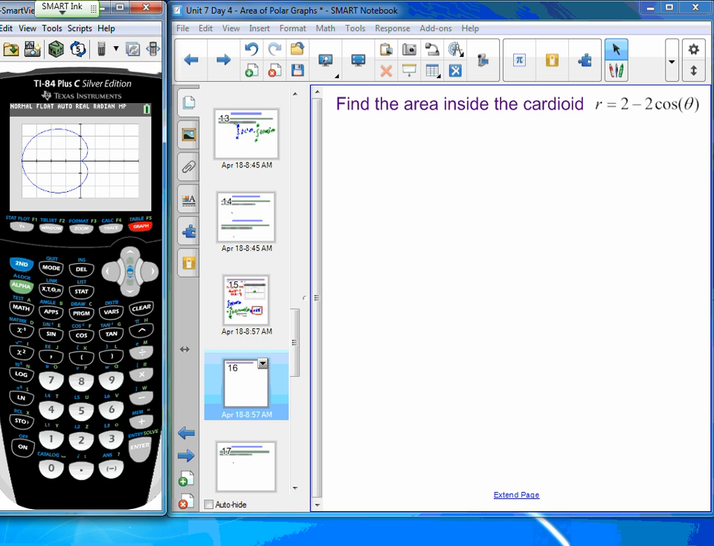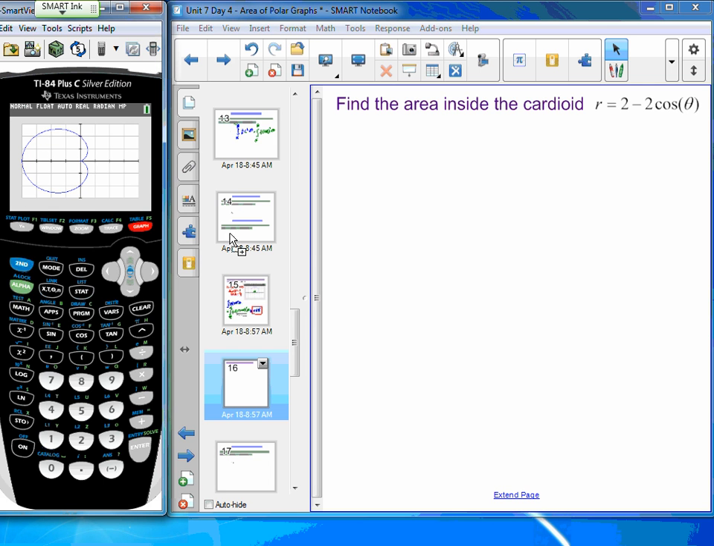All right, so we've got our cardioid, and we want to find the area inside of it. When we did our graph, it looks like we made it 0 to 6.28, so 0 to 2 pi, and we traced out the curve exactly once. So it looks like my limits are already given to me. What will my limits be? One full circle, 0 to 2 pi.